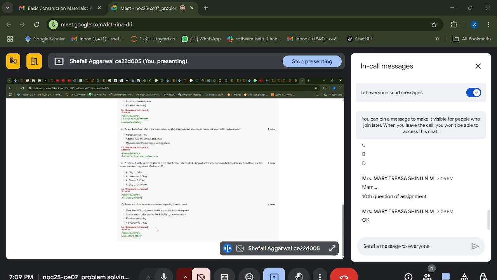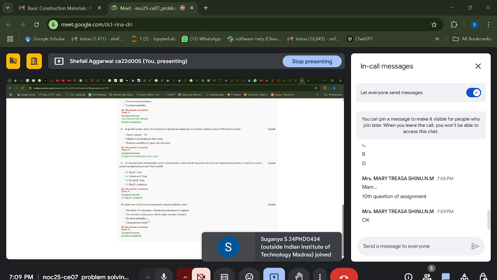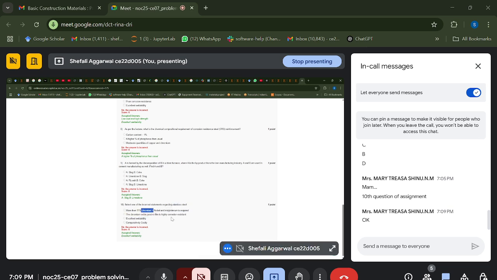So if I explain why this is the correct answer, why excellent weldability is the incorrect statement: in stainless steel, we have chromium and nickel. If we are welding stainless steel, what will happen? Due to heat, there is a chance of chromium carbide forming. Chromium can react and form chromium carbide, and that point can be weakened. So usually it has good weldability, but it doesn't have excellent weldability.